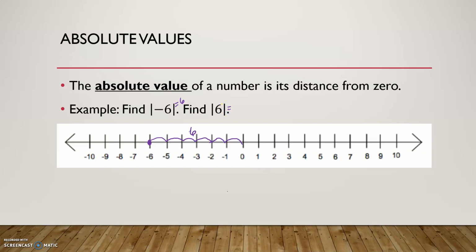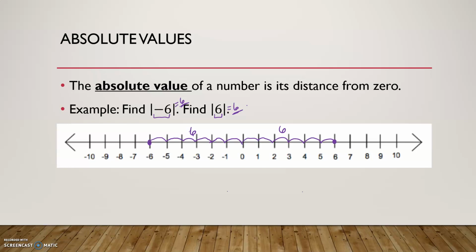The absolute value of +6 would mean how far away is this point from 0? It's 1, 2, 3, 4, 5, 6 away. So what I notice is that even though the number inside the absolute value bars was different 2 different times, we got the same answer. Why do you think we cannot have a negative answer for absolute value?